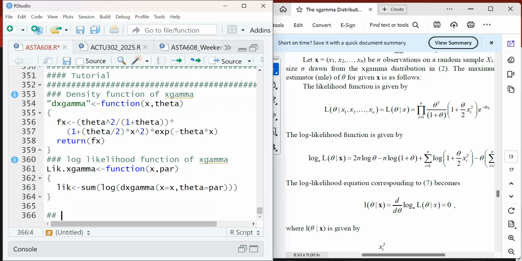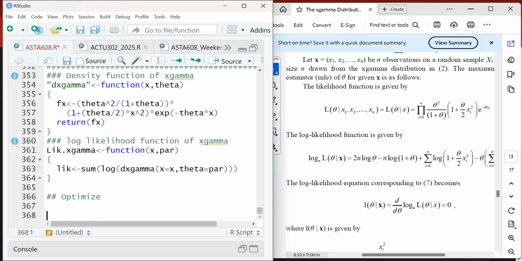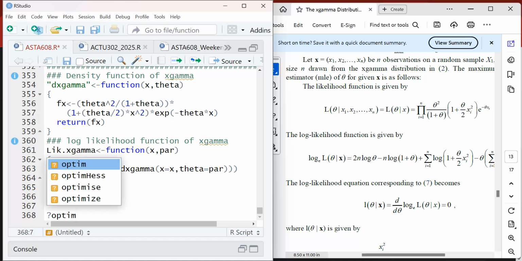Now, if I want to optimize this, we will need the optim. This one we cannot use the fitdistrplus R package for. Is everybody okay with that? Because the density functions we found in fitdistrplus, there's no S gamma. That's why we are writing our own function to do so. Okay, so let's see, optim.